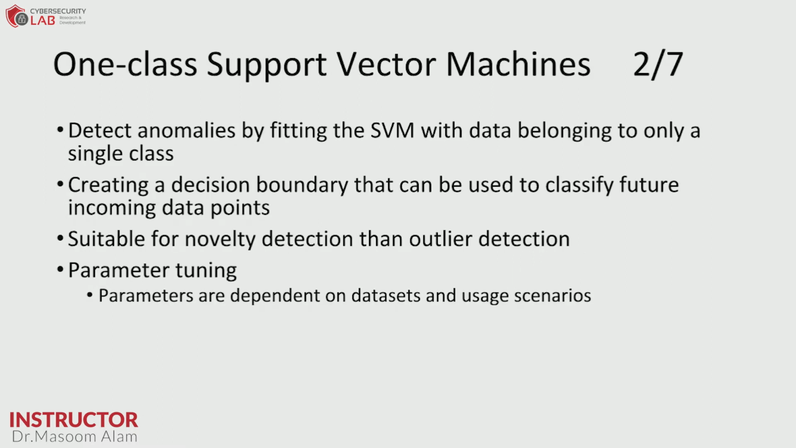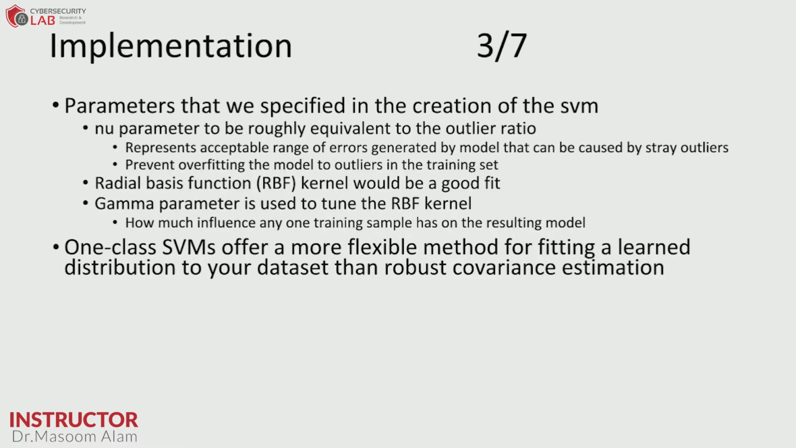data set. We have a one-class support vector machine, SVM, and we are detecting anomalies by fitting the SVM with data belonging to only one single class. And we also perform some parameter tuning as well. There are some parameters associated with SVM, like the nu parameter, and it is well suited for radial basis function kernels. If we have a radial basis function kernel for the data set, it will be a very good fit for SVM.